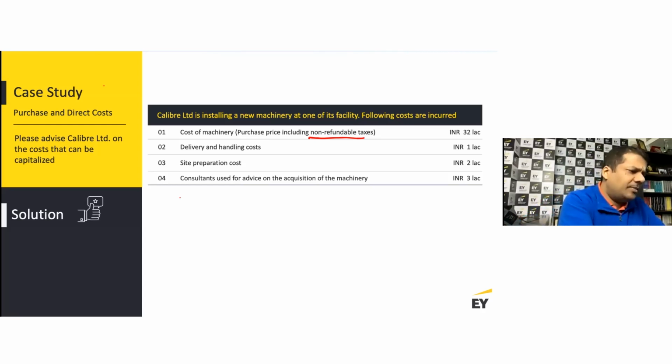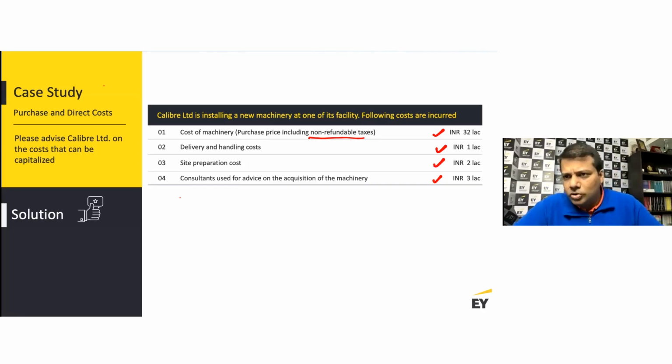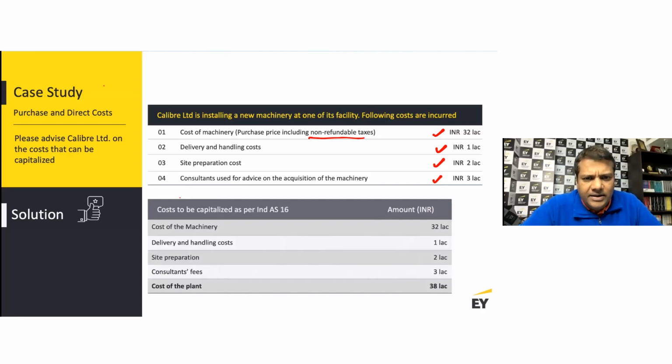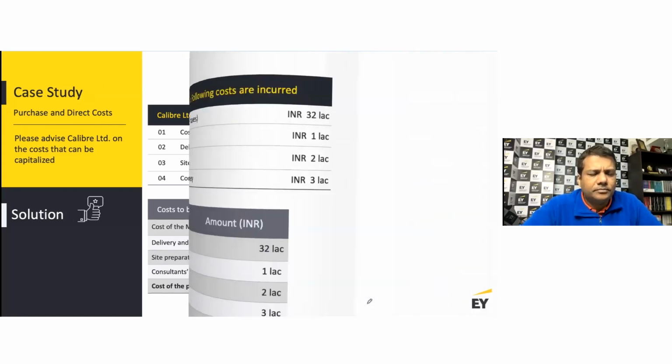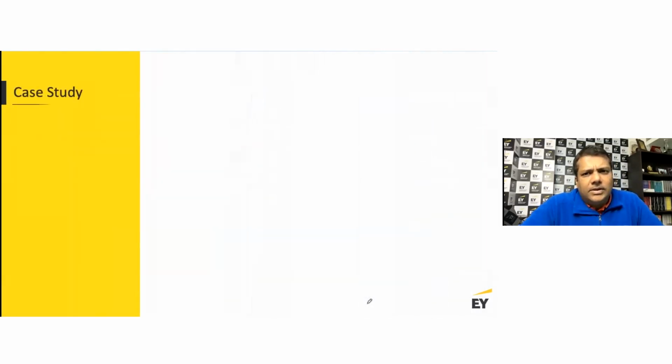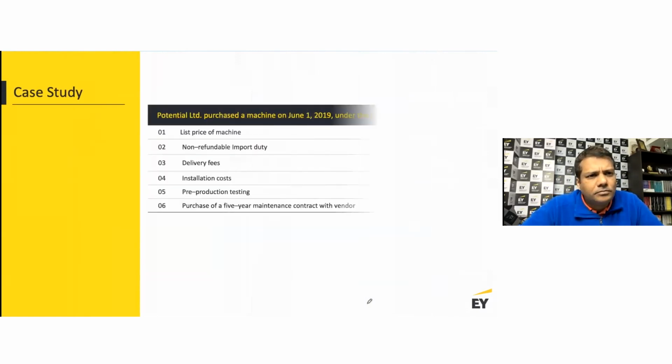So in this example, the cost of machinery is capitalizable, the delivery and handling cost is capitalizable, the site preparation cost is capitalizable, and the cost of the consultant, because it's also directly attributable to the acquisition of the machinery. So if you look at the answer, 38 lakh is what we have. All of this is to be recognized as the cost of acquisition of the plant. All right. So let's look at another example.